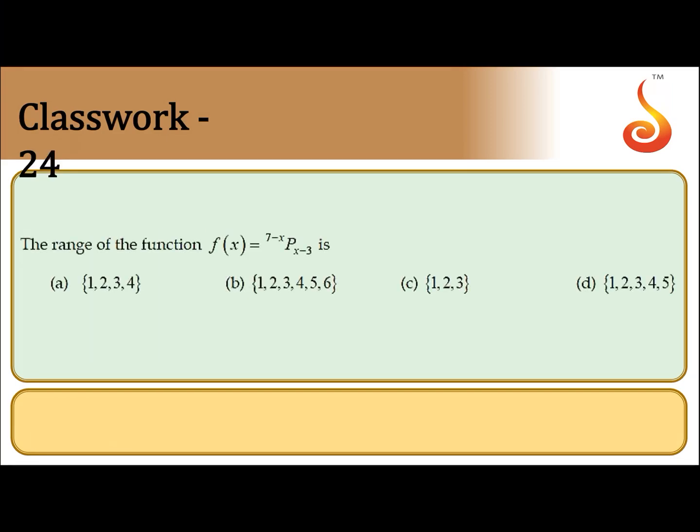Coming to the next one, the range of the function f of x equals 7 minus x P x minus 3. Being a permutation, it is 7 minus x P x minus 3. The conditions here are that 7 minus x must be greater than or equal to x minus 3, one condition. And at the same time, x minus 3 should be greater than or equal to 0. So x should be greater than or equal to 3.